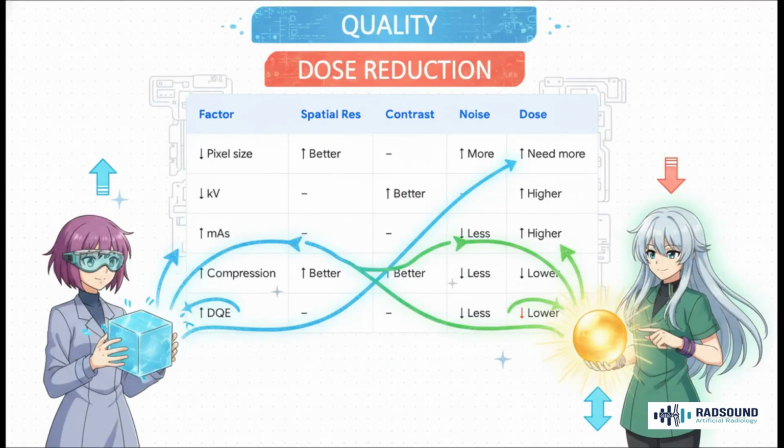This slide is just a fantastic summary of everything we've talked about. It's your cheat sheet. You can see all the trade-offs laid out so clearly, but look closely at compression and DQE. They're the only 2 factors here that give you a net benefit across the board, improving image quality while actually lowering the dose, or at the very least, holding the line.